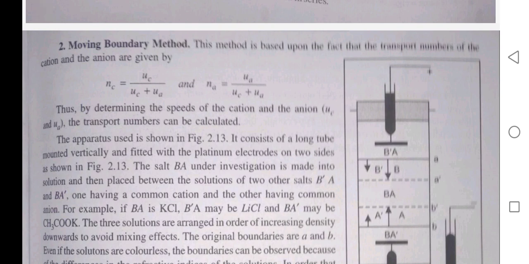Moving boundary method. This method is based upon the fact that the transport numbers of a cation and anion are given by Nc is equal to Uc upon Uc plus Ua, and Na is equal to Ua upon Uc plus Ua. Thus, by determining the speed of the cation and the anion, the transport number can be calculated.